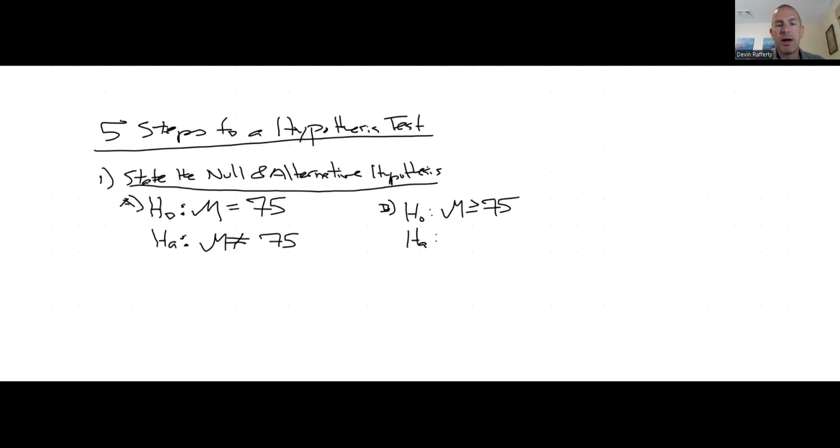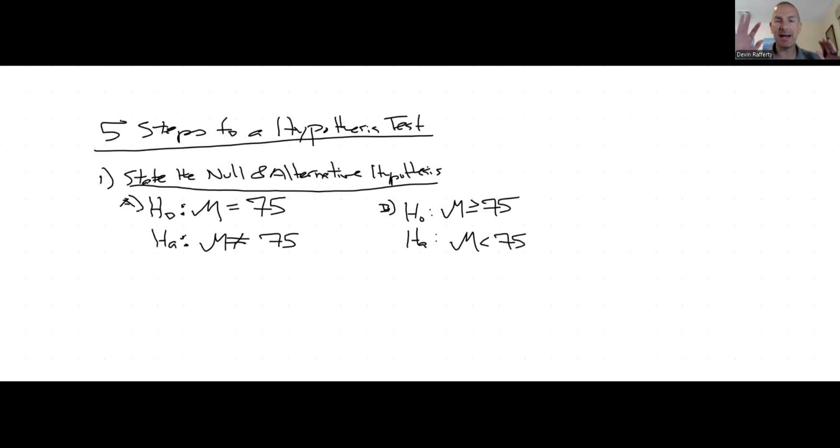Again, so this is my null hypothesis, mu greater than or equal to 75. In the alternative, you always put the opposite. The alternative always gets the opposite from whatever the null is. So just like here, this is equal to, not equal to. So here I have greater than or equal to. Down here, I'm going to put less than.